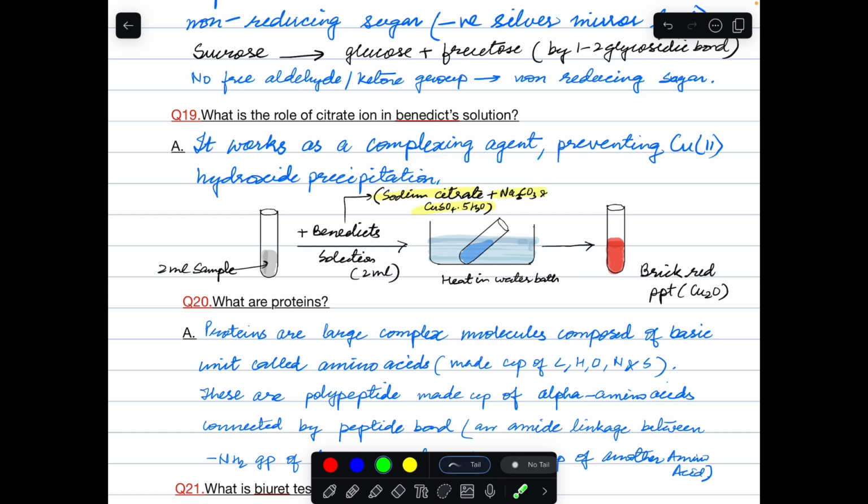And this is the Benedict's test. You will take 2 ml of sample solution, then you will add Benedict solution, then you heat in a water bath. Benedict solution is blue in color because of the presence of copper sulfate, and after heating in a water bath for 1-2 minutes, you will get a bright brick red color precipitate because of the formation of cuprous oxide.